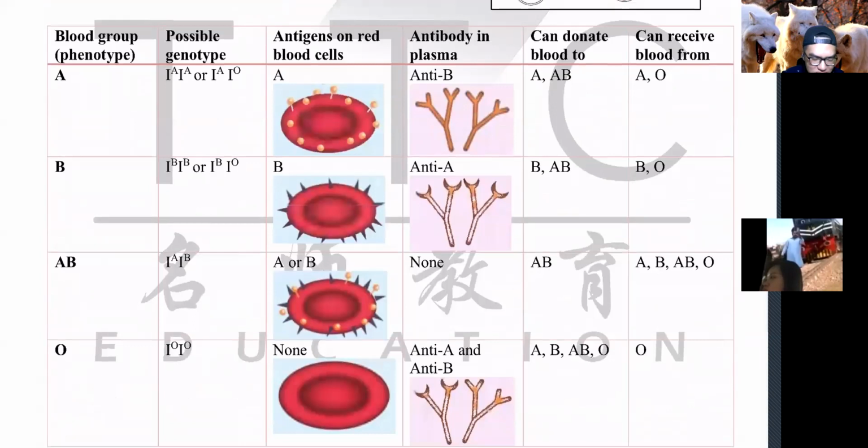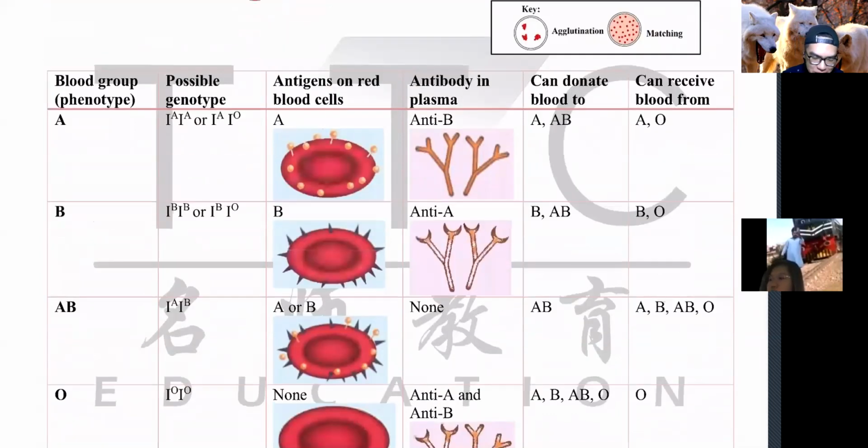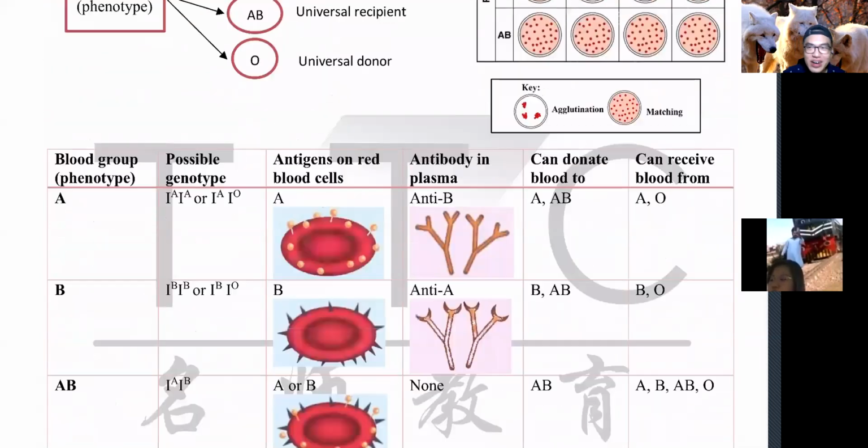So what is this IA, IA, and IA, IO? This is genetic stuff. Think of it this way. Quick lesson about genetics. Genes, you have dominant and recessive. So what is dominant? Dominant means winning. You are the winning gene. Recessive is the losing gene.